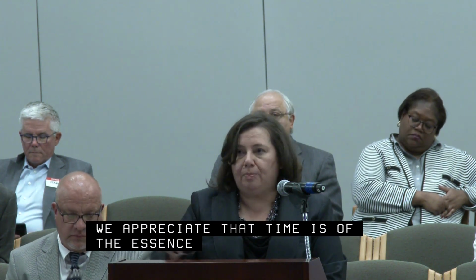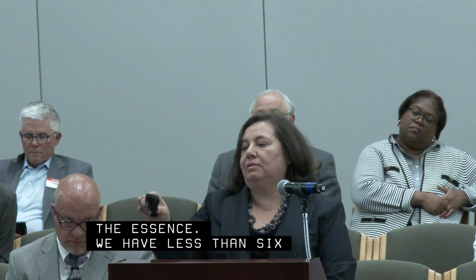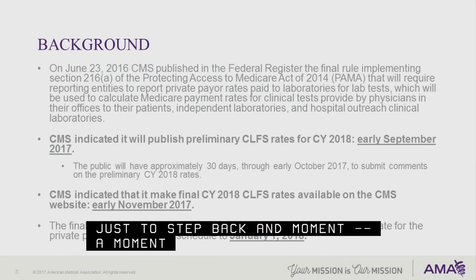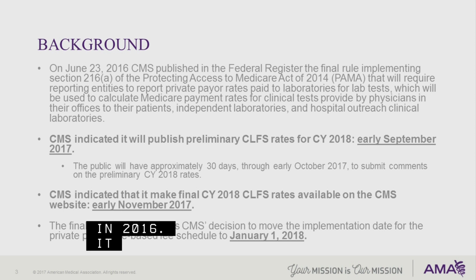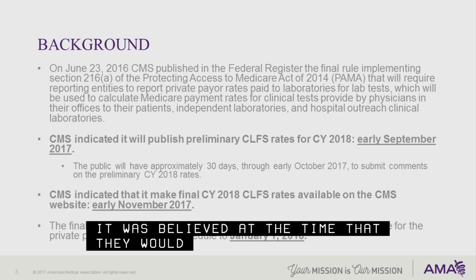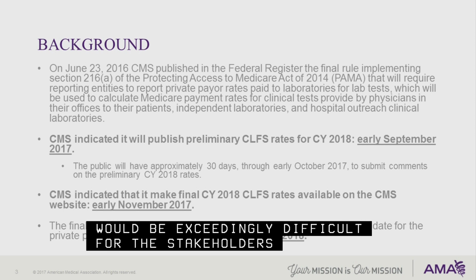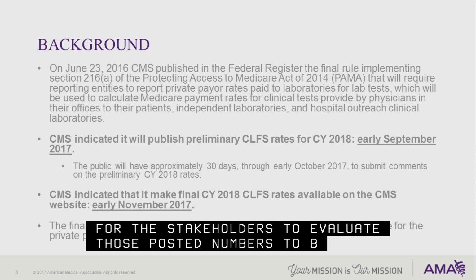So just to step back a moment. The rule was finalized in 2016, and it was believed at that time, the agency believed they would be in a position to post the rates September 2017. And even under this schedule, it will be exceedingly difficult for all the stakeholders to, within 30 days, evaluate those posted numbers and be prepared on January 1 to make the appropriate adjustments to their clinical practice.